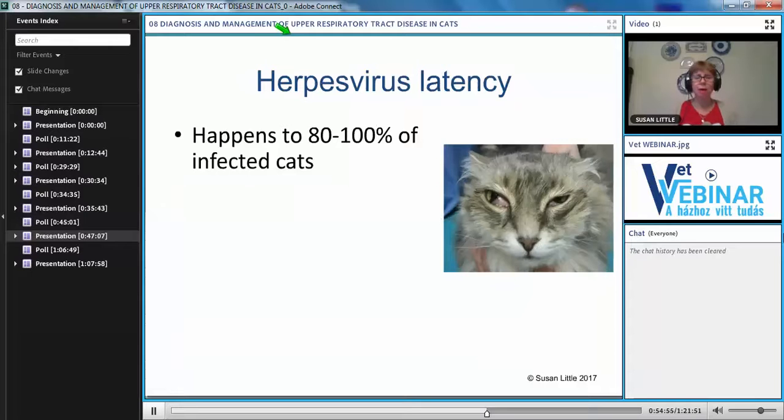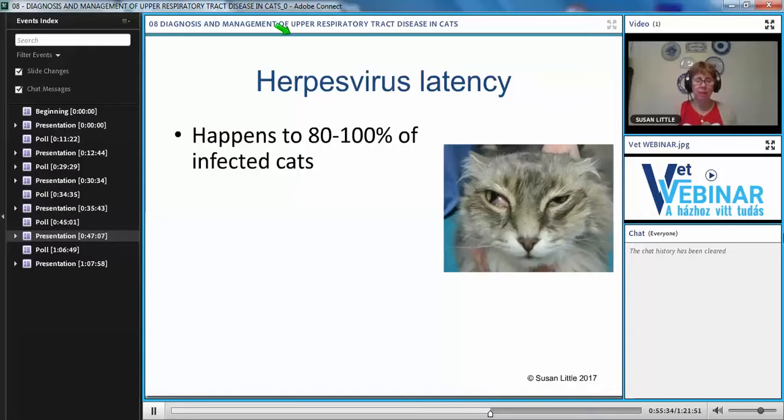So the other thing I mentioned about herpes virus is this intermittent shedding, which is associated with latency. The majority of cats that get infected with herpes virus are infected for life. Whether they have future clinical signs and shedding or not is quite variable. About half of cats that get infected will have one episode of clinical signs, and then they'll never be sick with herpes virus again. But the other 50% will have reactivation of their infection sometime down the road. It might be months, might be years, and then they might get clinical signs and shed again.